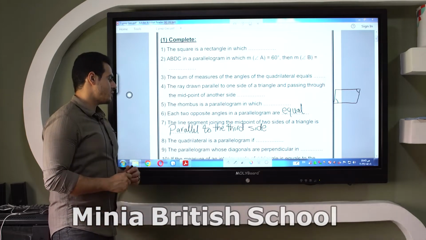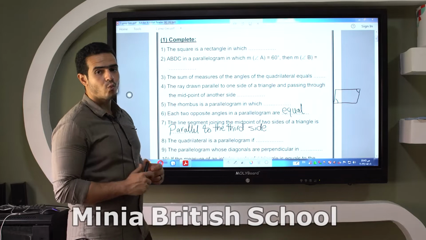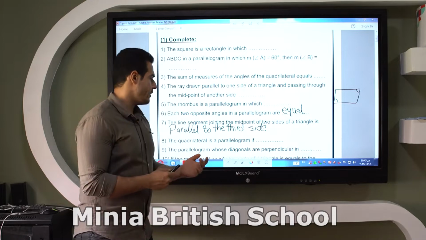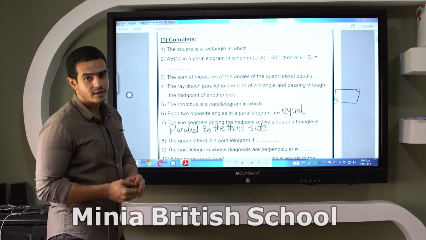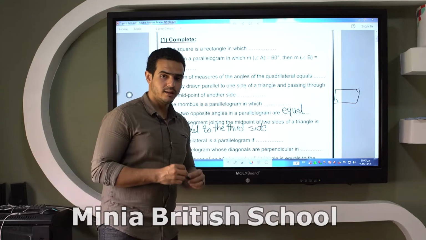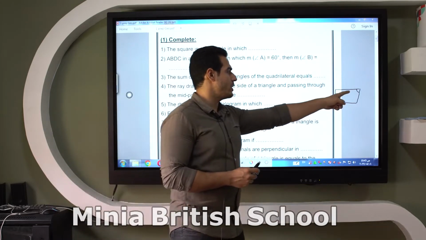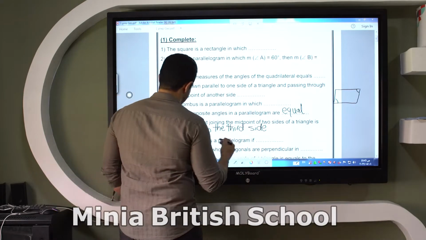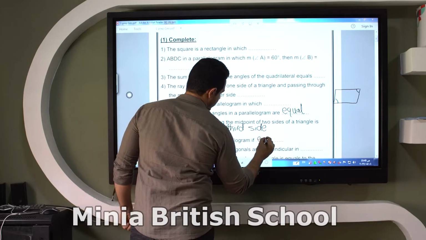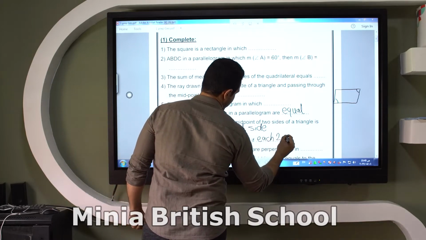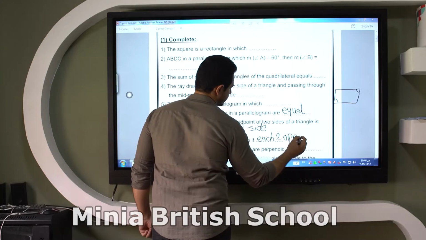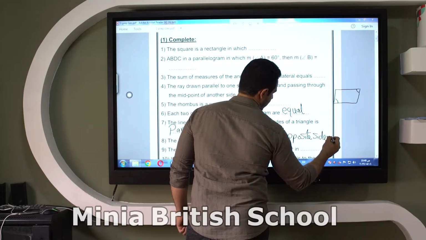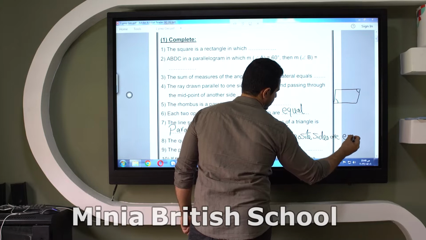Number 8, the quadrilateral is a parallelogram if what? I can say that this quadrilateral is a parallelogram if each two opposite sides are parallel, or each two opposite sides are equal in length, or each two opposite angles are equal in measure, or the diagonals bisect each other. So I will choose any one: if each two opposite sides are equal in length.